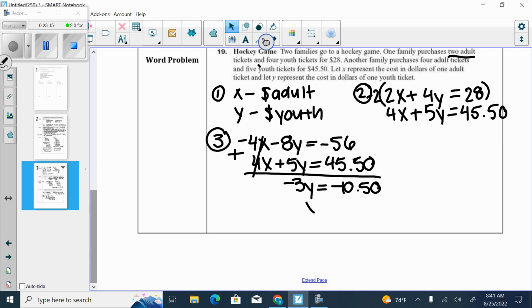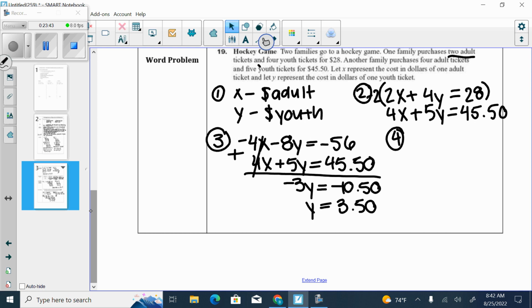Right. So we end up with y is equal to 3.50, not negative, right? A negative divided by a negative is a positive. Okay, so we found y, now we just need to find x. And how am I going to do that? Right, plug it into an original.